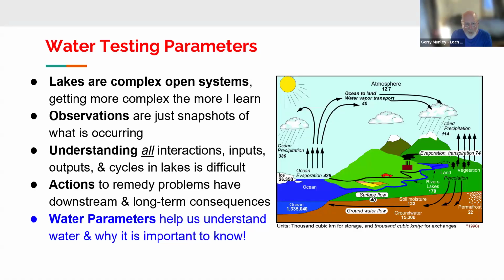So really, water quality testing parameters, there are so many things that we're taking measurements of right now. I think it's something over like 20 to 25 different items that we're recording. And lakes are very complex because they're wide open systems with so many things. If you look at that image there, there are so many things going into or out of water systems. The observations we make are snapshots of what's occurring. They're not like deep movies or videos.